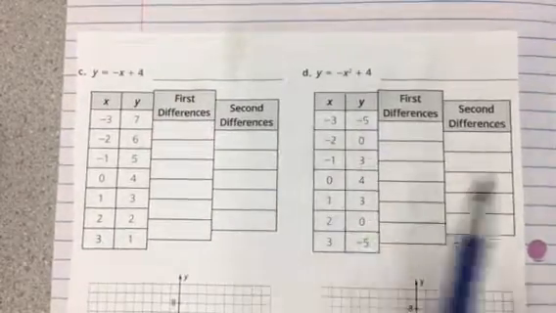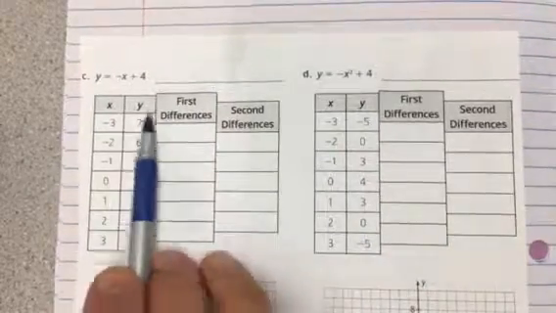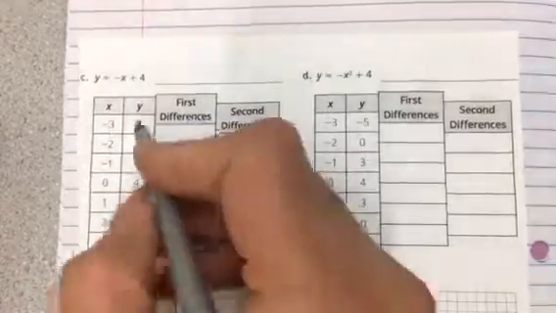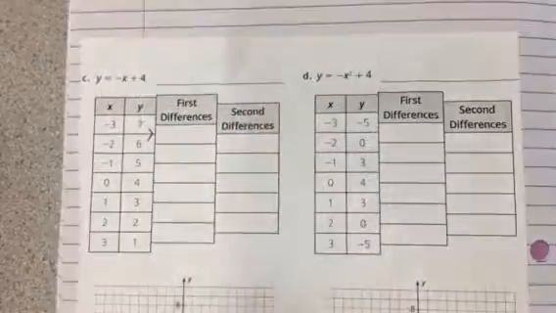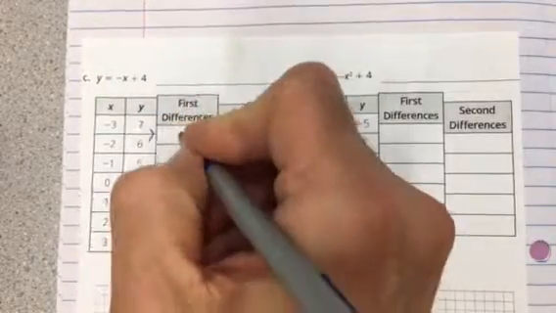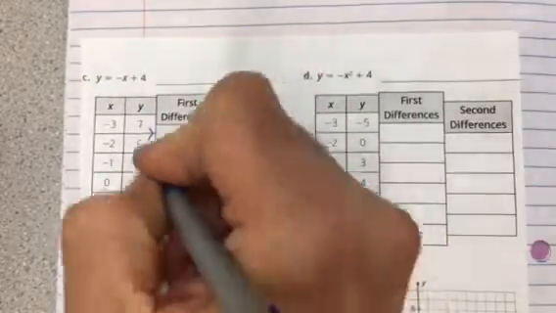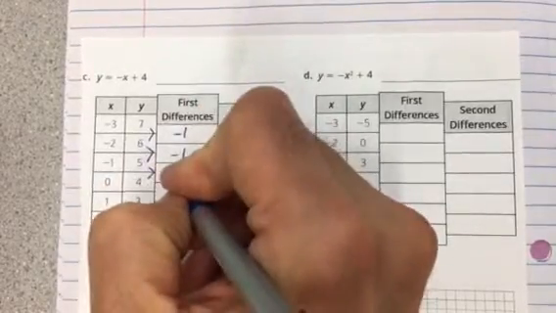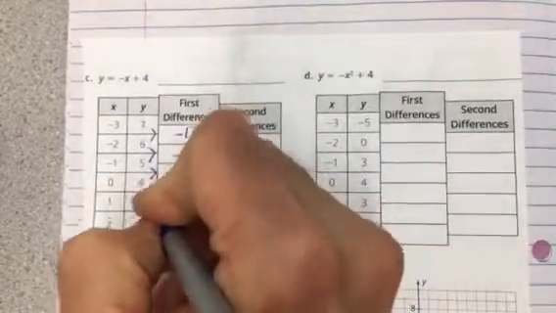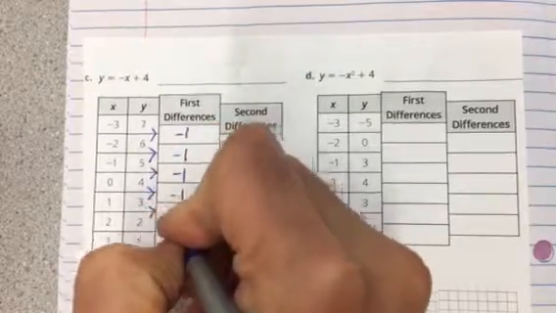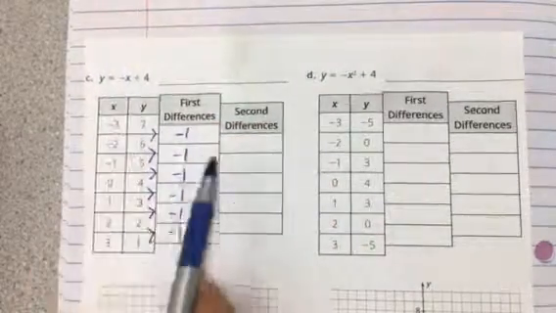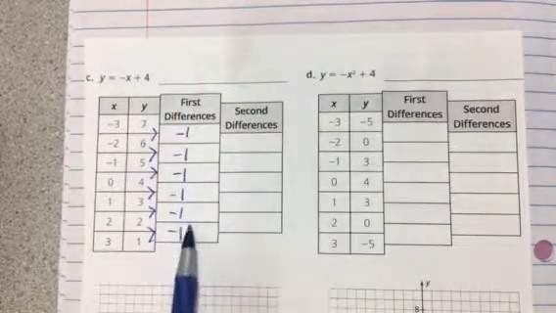Anyway, what we're going to do, they already gave us the input-output table. First differences means, what's the difference between these two? If we're going from 7 to 6, that's minus 1. From 6 to 5, that's also minus 1. Minus 1, minus 1, minus 1. So if this equation only has first differences and you don't have to go further, it's linear.